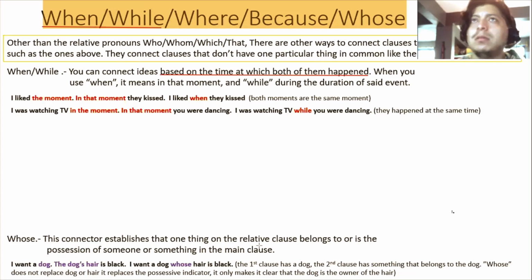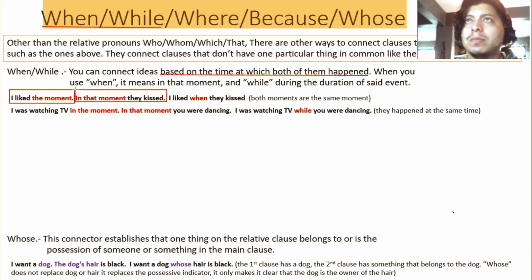me show you. We have 2 sentences. I like that moment is one sentence. Yes? In that moment, they kissed. Okay? Maybe we are speaking about a movie or something. Yeah? Maybe we are speaking about a movie.